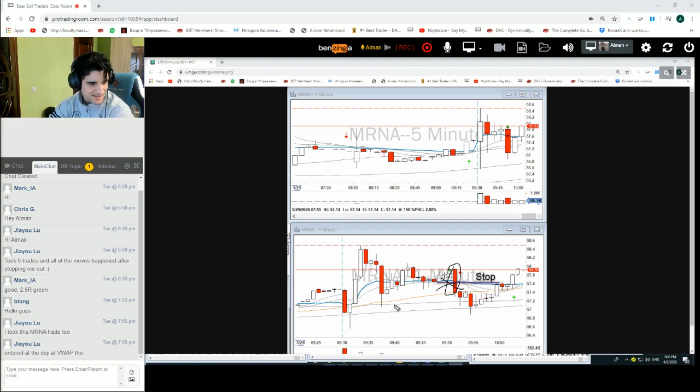You took this mRNA trade as well, long. Entered at the doji at VWAP. This was a good one. If you entered right here, both of those entries were really good, but unfortunately this setup failed. But again, this was a good one. It wasn't a bad one. It just didn't work out.